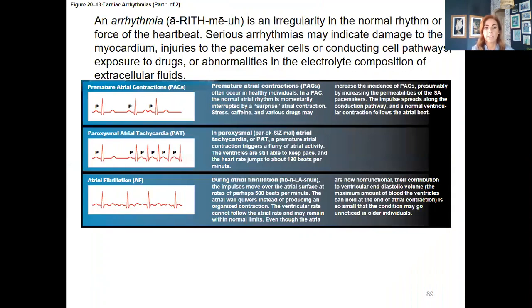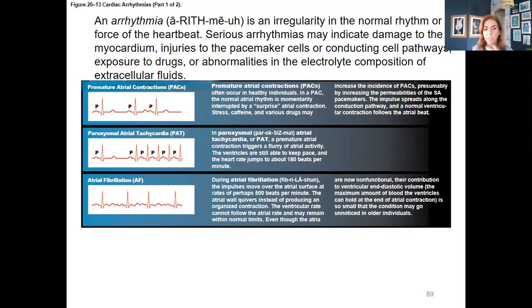Now, if there is something that's called an arrhythmia, what this means is an irregularity in the normal rhythm or force of the heartbeat. So serious arrhythmias can indicate that there may be some damage somewhere within the heart, or there could be something, again, as simple as abnormalities in the electrolytes within a person's body. Maybe they're dehydrated and they are not drinking enough water, or they're sweating off all of their sodium. So we really have to look and see what is showing up on the ECG to determine what kind of arrhythmia this is.